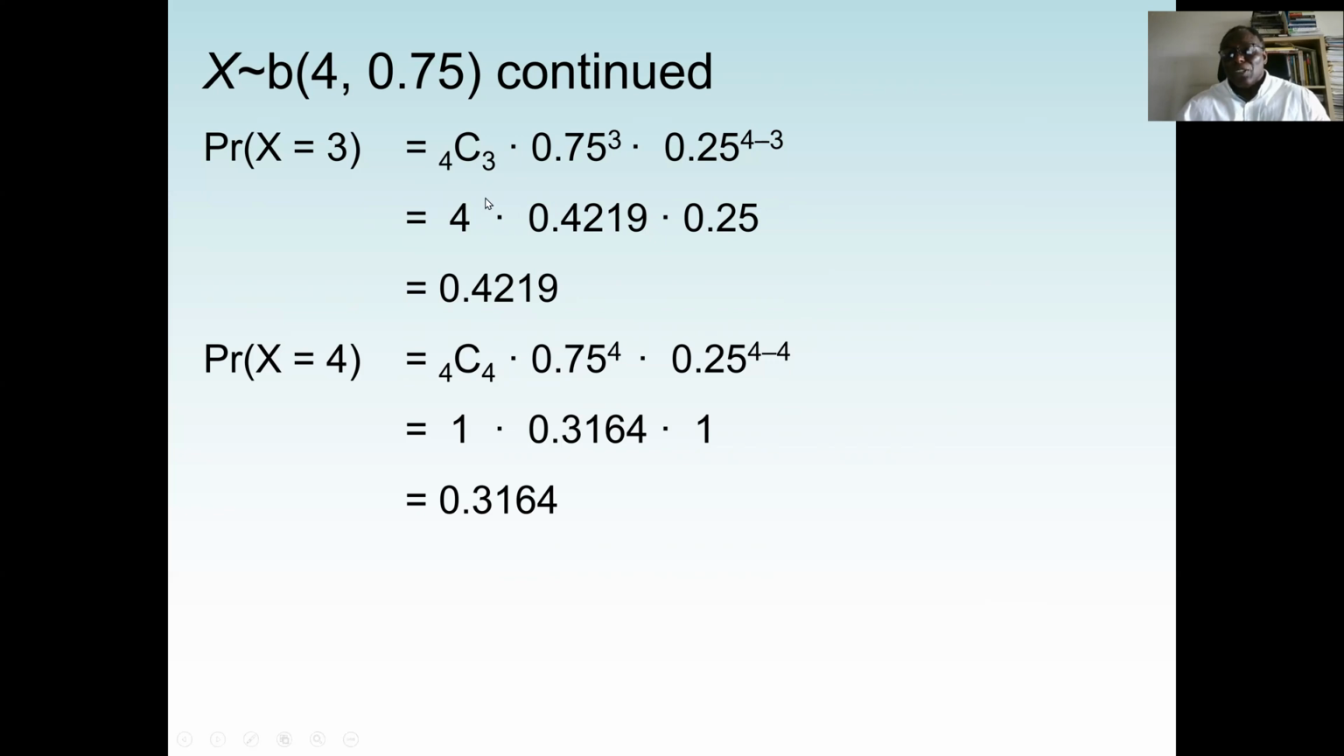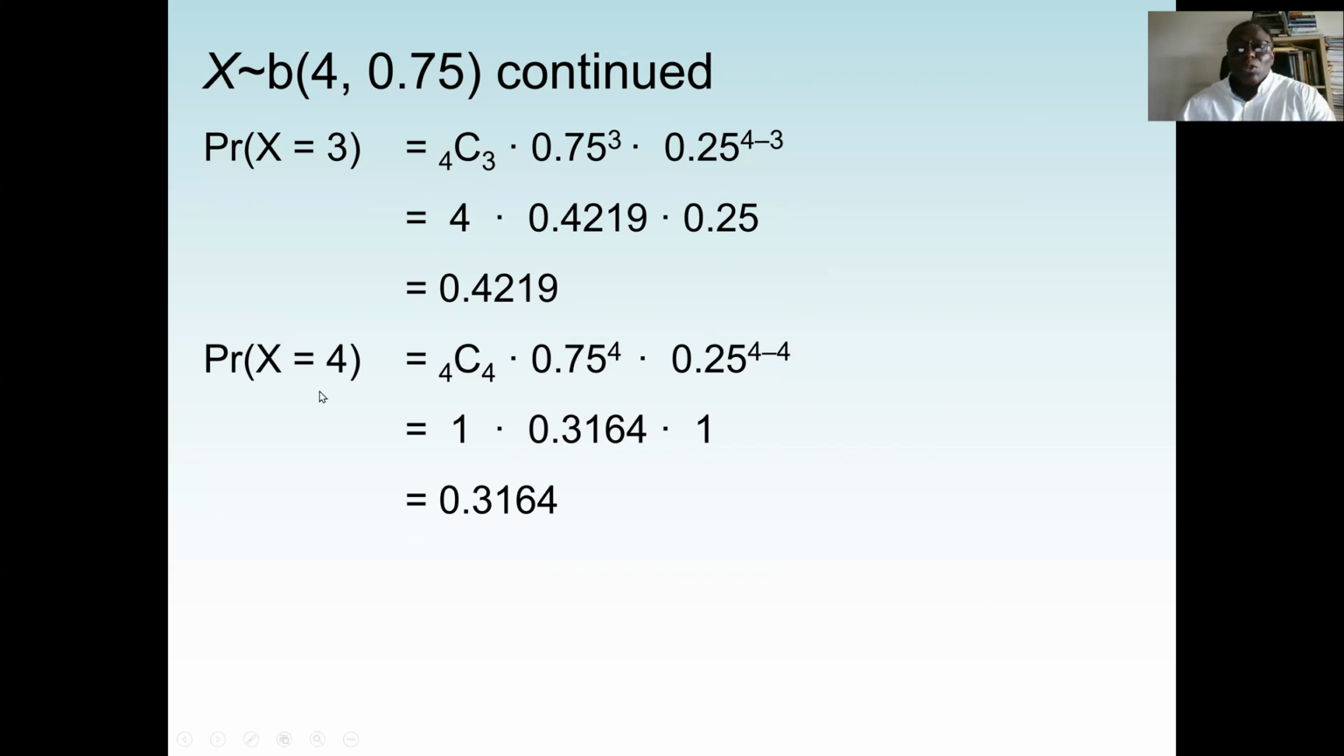The top we have 4 factorial, so 4 times 3 times 2 times 1, and the down will be 3 times 2 times 1. So we cancel everything and it will leave only 4 at the top. Then find the cube of 0.75, that will give us 0.4219. Then here we have 0.25 to the power 1, so that will give us 0.25. Multiply the 3 values here, our solution will be 0.4219.